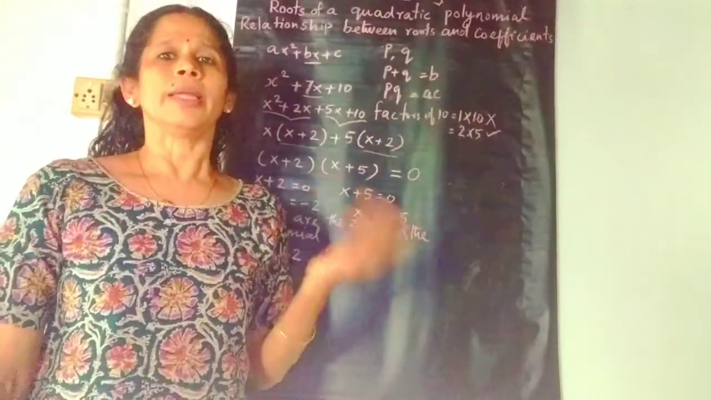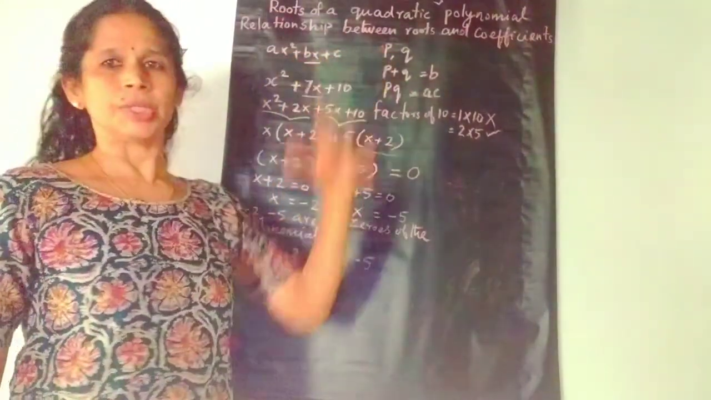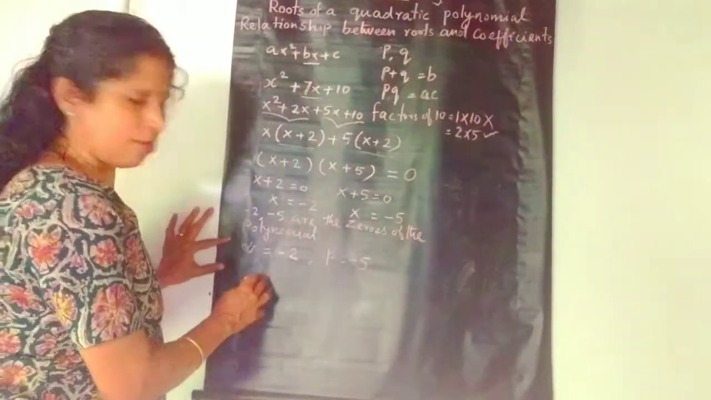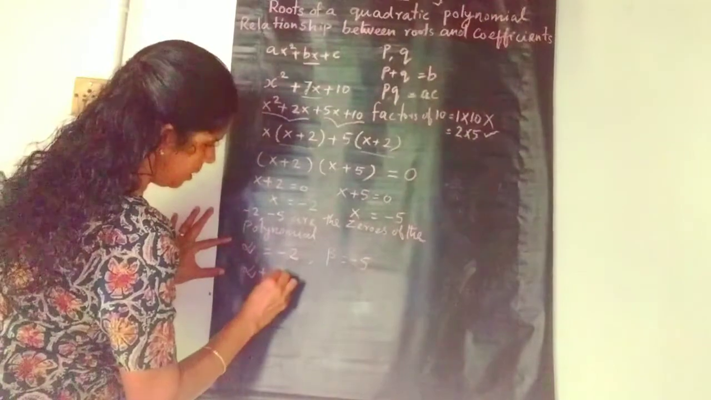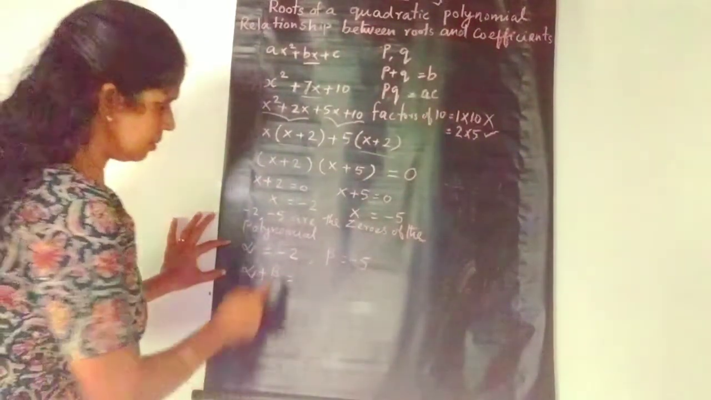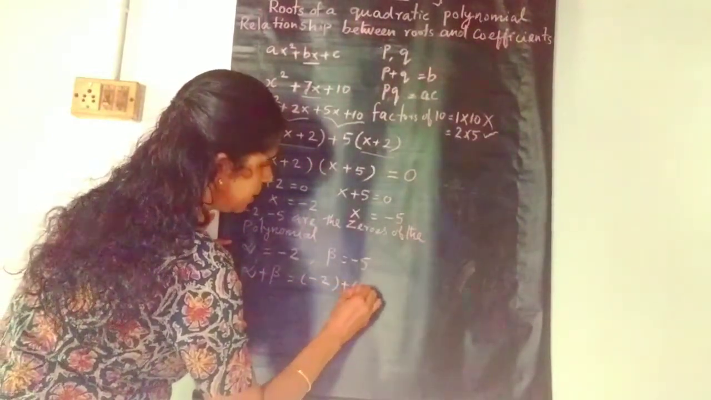Verify the relationship between the zeros and the coefficients. So if you are taking here alpha plus beta, sum of the roots, okay, sum of the zeros, that is -2 plus -5.